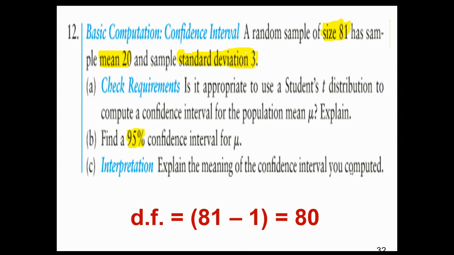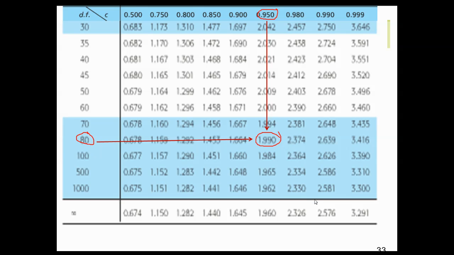All right, number 12 here, you have n is equal to 81. The mean is 20. And the sample standard deviation, S, notice it says sample standard deviation, S, is 3. We're looking for a 95% confidence interval. Well, first thing, my degrees of freedom, my sample size minus 1, my degrees of freedom are 80. All right, 80's there, and what you can't see, well, you can see it now. There's my 95%. I'm looking for a t-score. My t-score is 1.990.